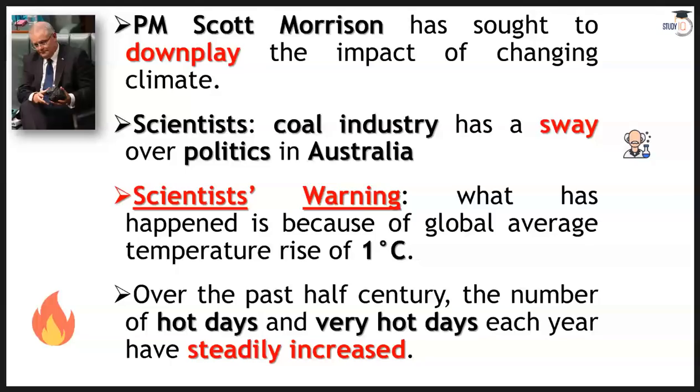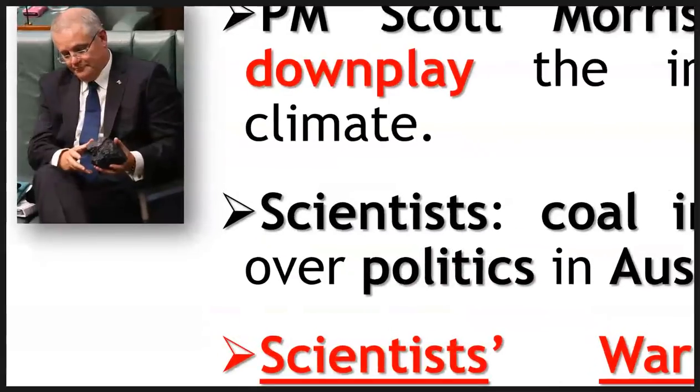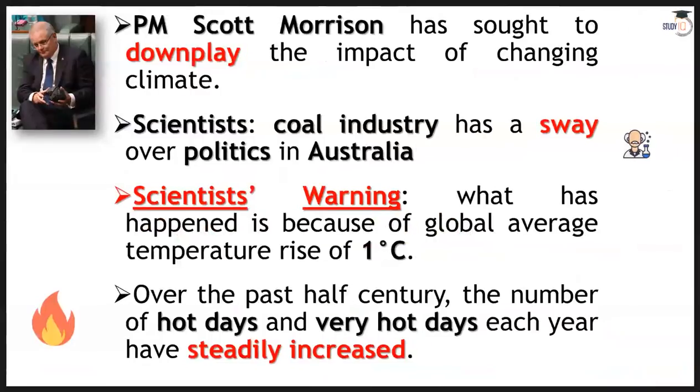Now, the thing is, on your screen, you have PM Scott Morrison. Do you know what he's holding in his hand? Let me zoom it up for you guys so you can see here. He is holding a big piece of coal in his hand and he's not in his office, he's in Parliament of Australia. There was a time when he talked about the importance of coal, why we need to develop money, innovation and things like that. But at present, he's facing the angst of citizens of Australia.